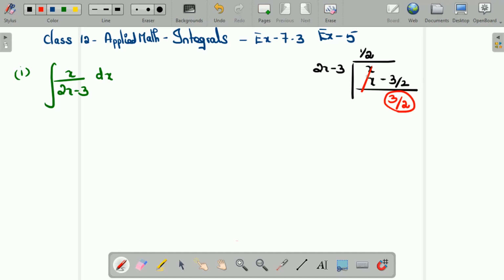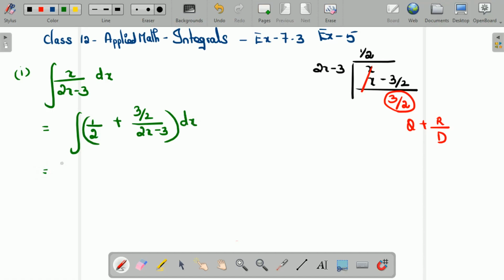Now any of these divisions, you can write in the quotient plus remainder by divisor style. So the integration will now get reduced to integral of 1 by 2 plus remainder, here in this case 3 by 2, divided by 2x minus 3 dx. Now I am going to break this integration into two parts. So it is integral 1 by 2 dx plus integral 3 by 2 by 2x minus 3 dx.